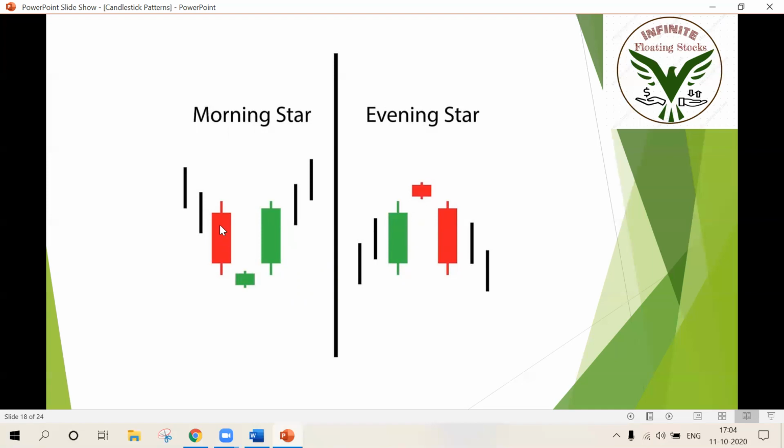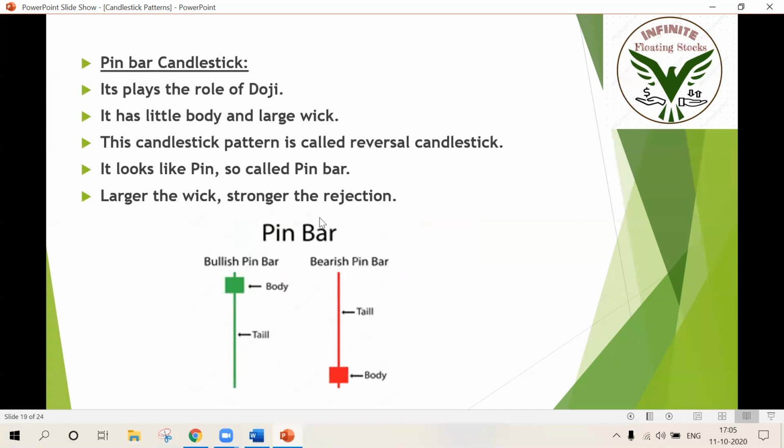Remember the color. In the morning star pattern, the first candle should be red and the remaining two should be green. In the evening star candlestick pattern, the first candle should be green, and the second and third candles should be red. Remember this pattern, it's very important. The morning star pattern should appear at a support level to make a buy position, and if the evening star pattern appears at a resistance level, it's an indication to make sell positions.